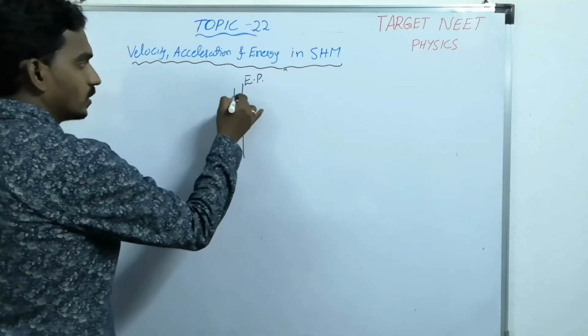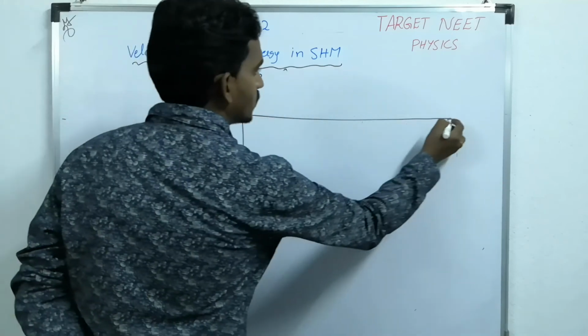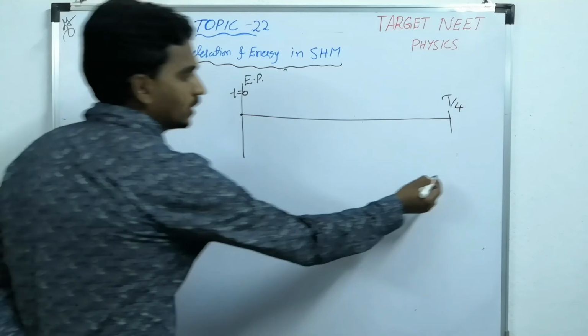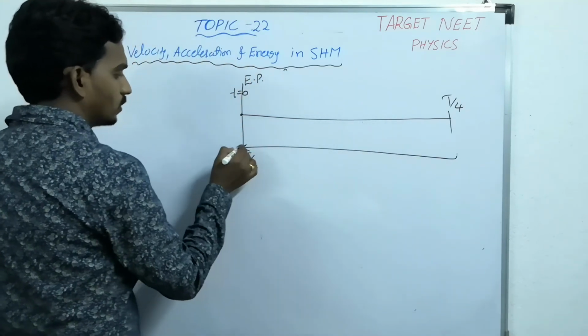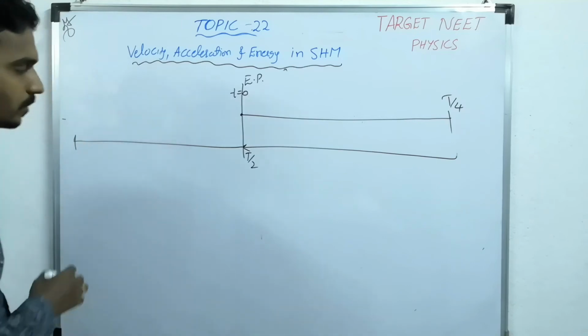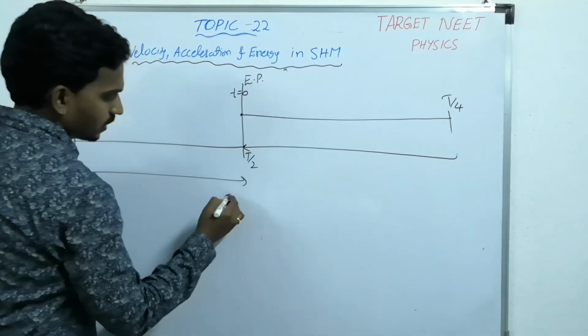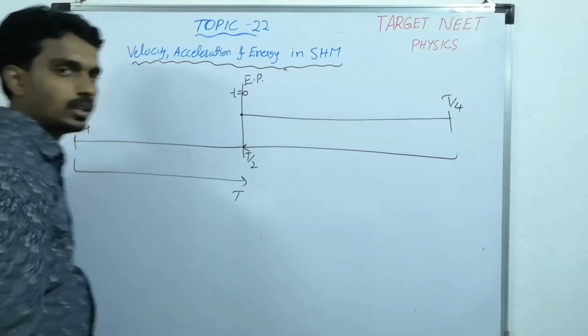Starts from time t0, then it reaches the extreme end at a time T by 4. Then it comes back after a time T by 2, then reaches the other extreme end after a time 3T by 4. Then it reaches here after a time T. This whole journey is called what?